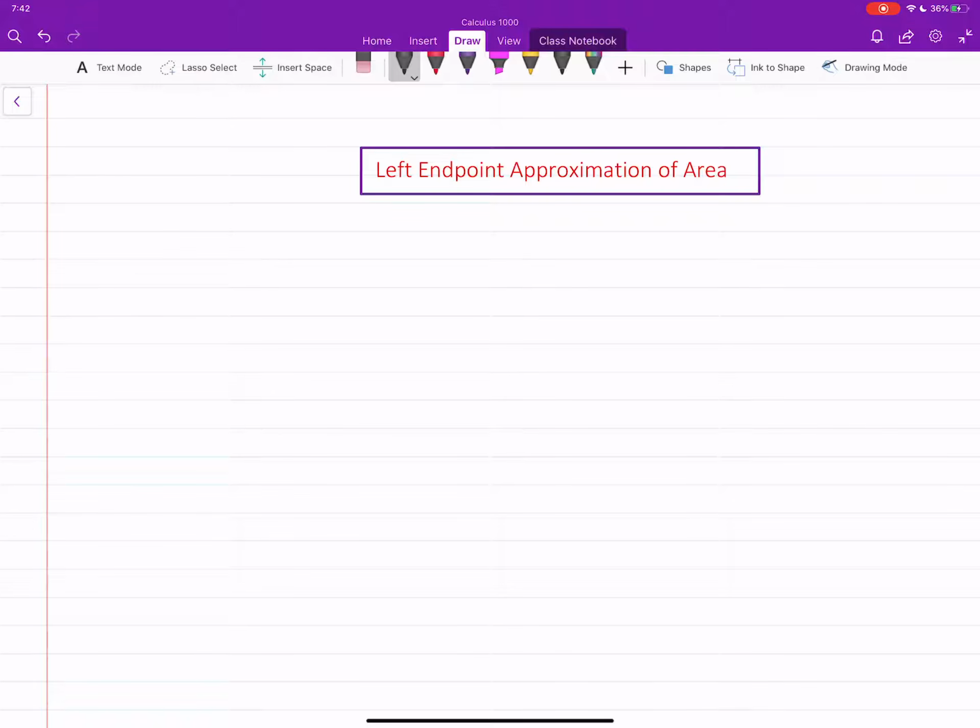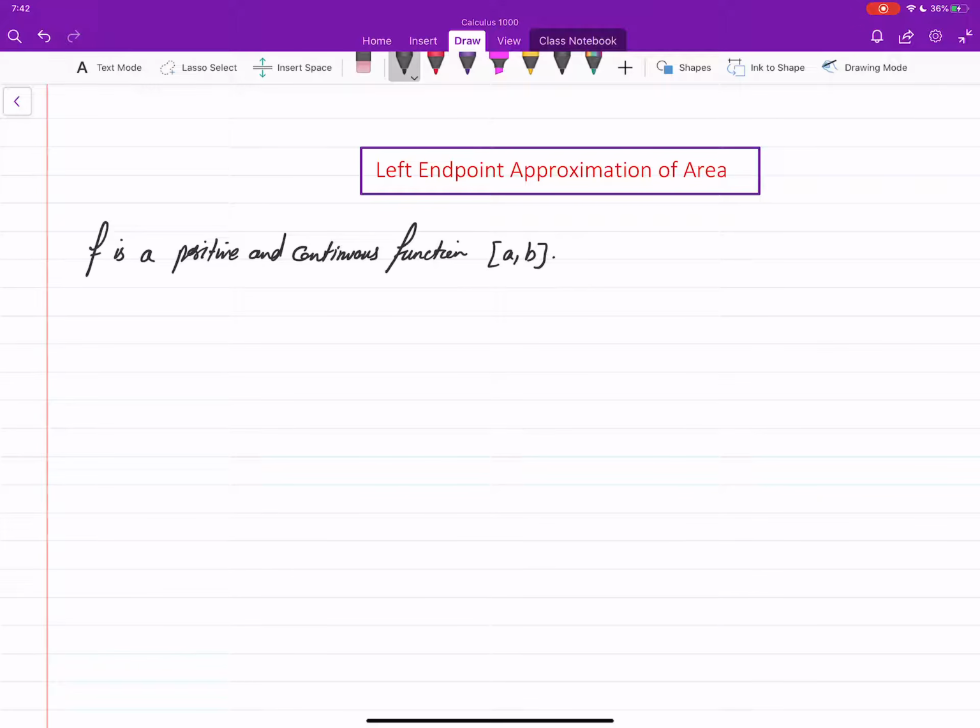Hi, in this video we will show how one can use a left endpoint instead of right endpoint to approximate the area of the region under the graph of a given positive continuous function. Like before, we are assuming that f is a positive and continuous function. It doesn't need to be on all its domain, just on an interval AB.